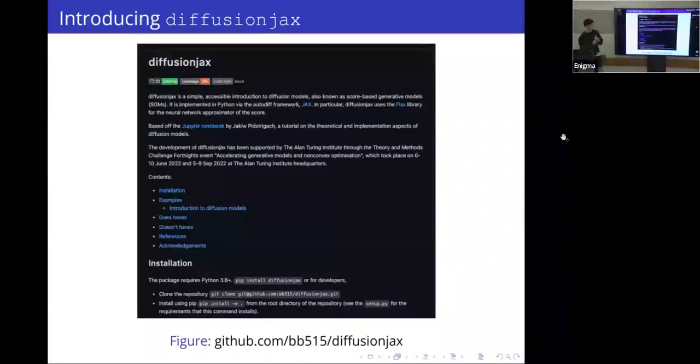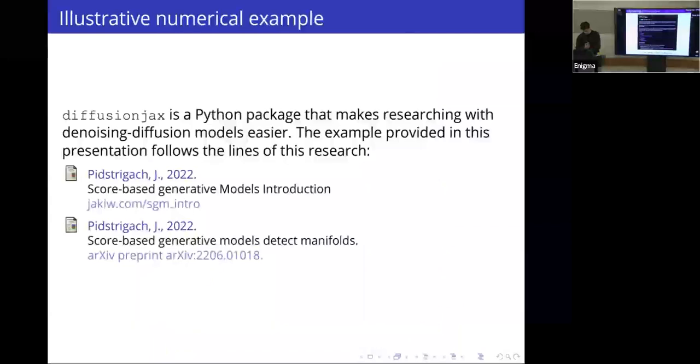So denoising diffusion models are a high dimensional sampling framework, and DiffusionJAX is a Python package. It's open source, and it's a research tool to produce reproducible and replicable numerical experiments. You can sample from generative models using any dimensional data. It's not got many lines of code, so it's easy to extend to your problem, hopefully.